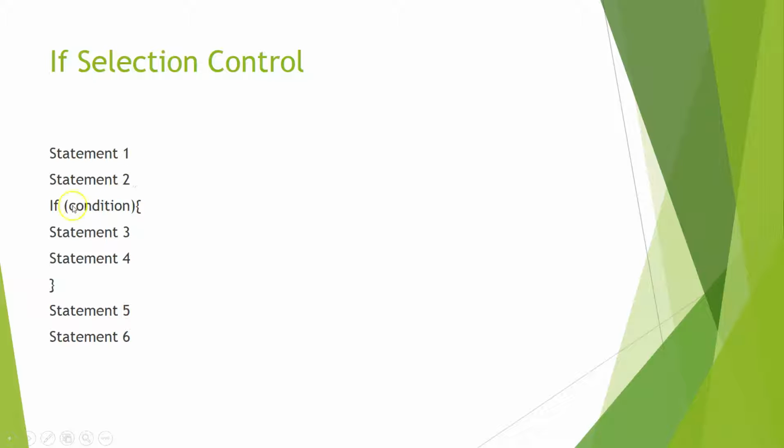And then the program will stop here, and then the program will evaluate whether this condition is true or false. If it is true, it will execute statement 3 and statement 4 and then continue the entire program, statement 5 and statement 6. If it's not true, the program will skip all this body and then continue executing statement 5 and statement 6.